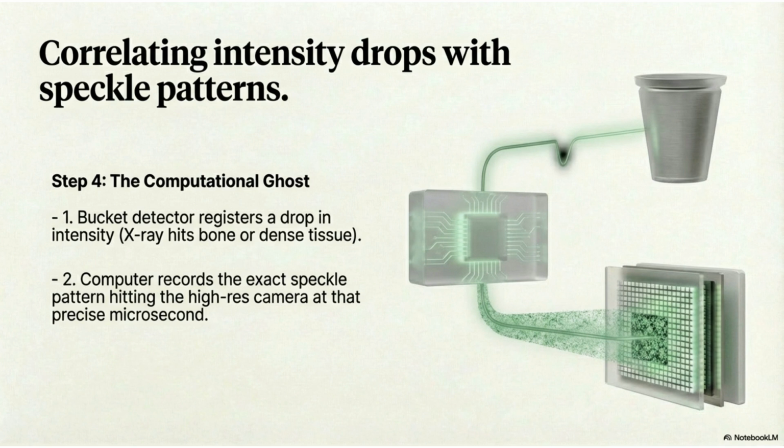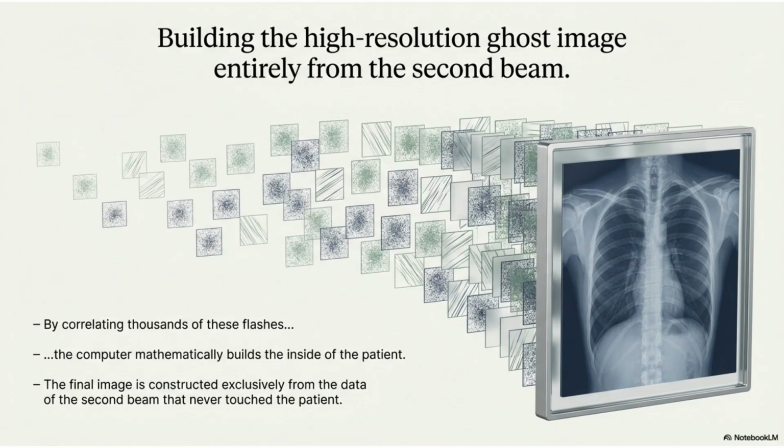Step 4 is the computational ghost. The bucket detector registers a drop in intensity as X-rays hit dense tissue. A computer then records the exact speckle pattern hitting the high-res camera at that precise microsecond. By correlating thousands of these flashes, the computer mathematically builds the patient's internal image.